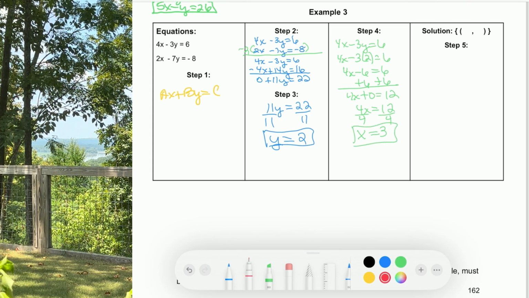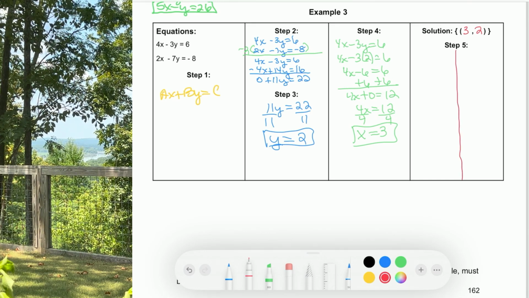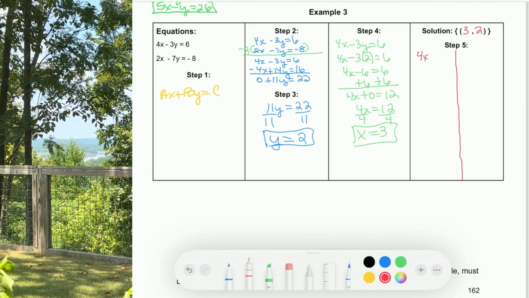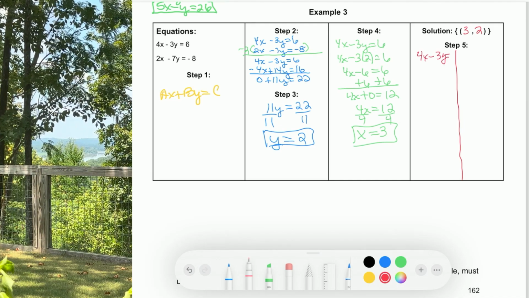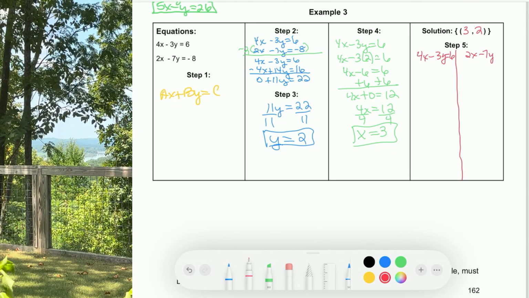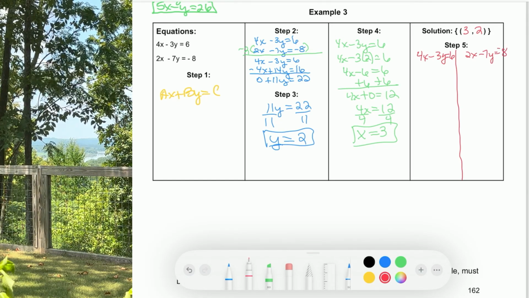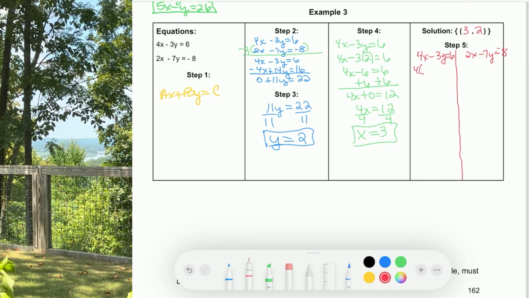All right, so we have our values of 3 and 2. Don't put them in the wrong location. Recognize that we found our y first and then our x. So we need to make sure we put them in the correct order in our solution. And now we can actually check our answer. So we have 4x minus 3y equals 6 for one of them, and 2x minus 7y equals negative 8 for the other one. Oops. All right, so plug in our values.